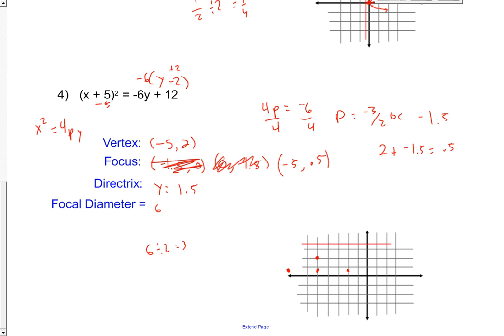Okay, and then I am ready to draw my parabola, so I'm going to go out through that point. This is not the best parabola drawn, but that's all right. You get the idea. Okay, and that's it.